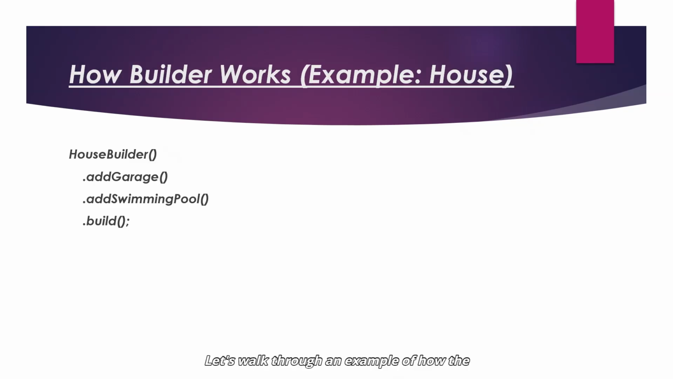Let's walk through an example of how the builder pattern works. Imagine you are building a house. You might have a house builder class with methods like add room, add garage, and add swimming pool. Instead of passing all the possible components to a constructor, the house builder allows us to build the house step by step. Once you have finished adding the components, you can call .build to construct the final house object.